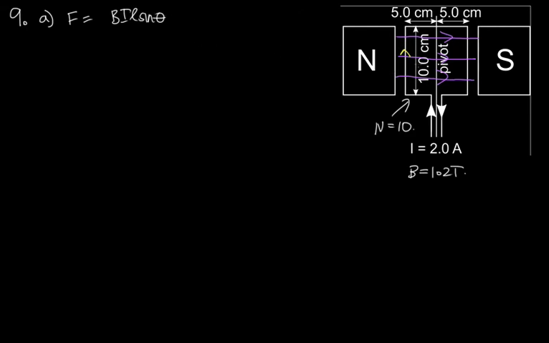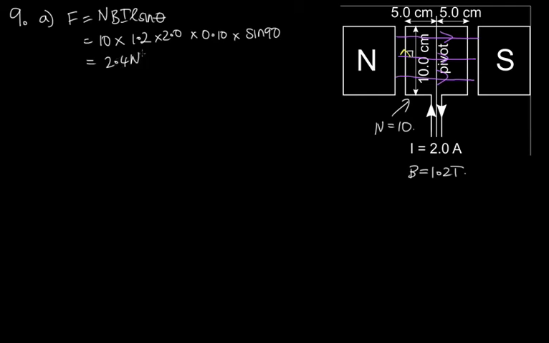But we have N turns of wire here, so N times that. And so substituting in, we've got 10 turns. The magnetic field strength is 1.2 Teslas. The current is 2 amps. The length of this side is 10 centimeters, so 0.10 meters. Sine theta is the angle between the magnetic field and the current. So you can see it's 90 degrees, so times sine 90, which is 1. Solving this on the calculator, or in your head if you want, this is equal to 2.4 newtons.